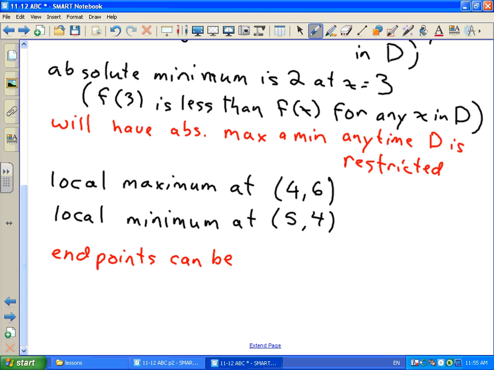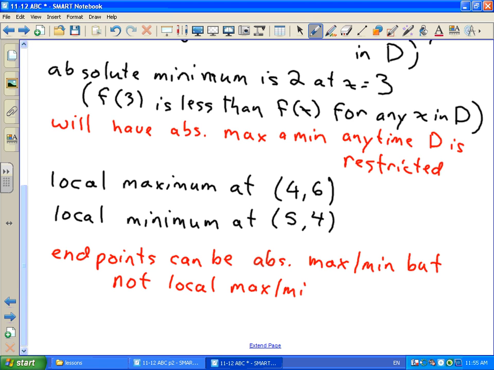that our endpoints can be absolute maxima and minima, but not local maxima and minima.